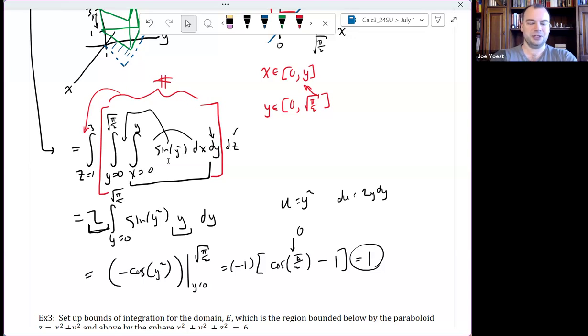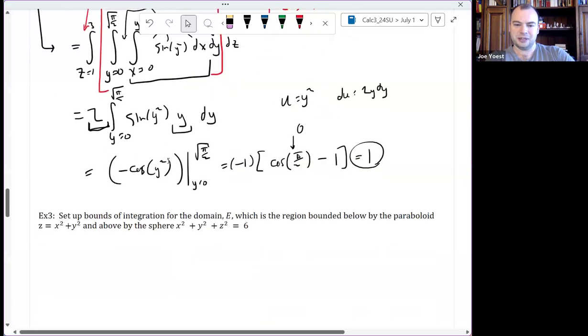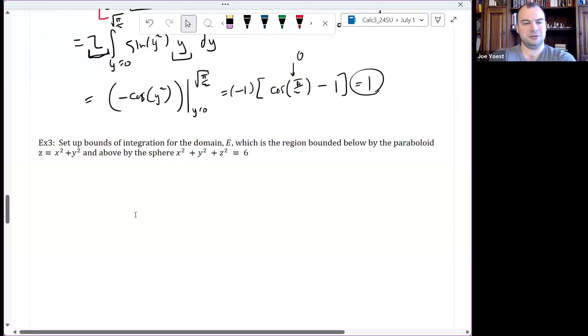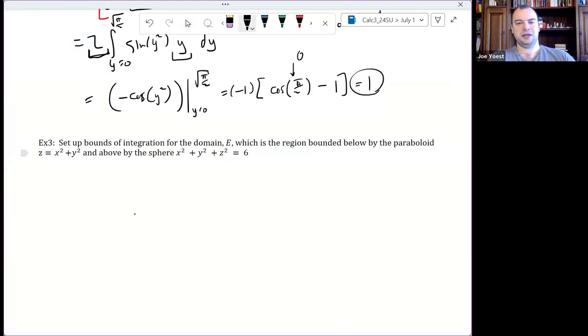Both because, after you've gone through Calc 2, you've had a lot of practice at it, and because practically speaking, when you see a Calc 3 problem, the focus is more on the Calc 3 material and not on giving you some crazy integral that needs partial fractions to complete. So let's look at setting up the bounds of integration for a couple different domains. Here we have a domain that's the region bounded below by this paraboloid and above by this sphere.